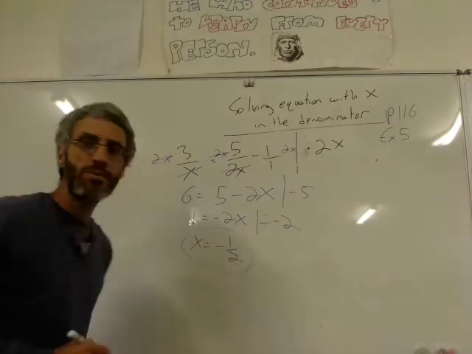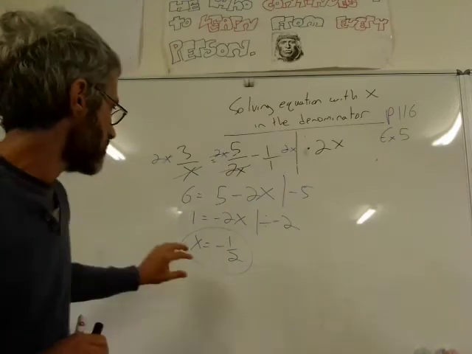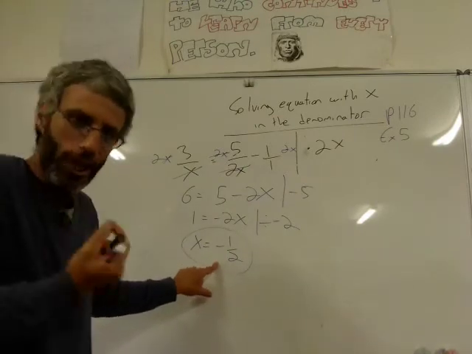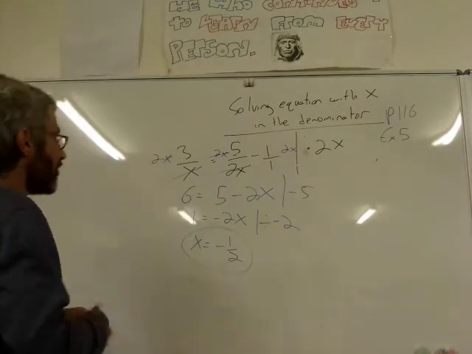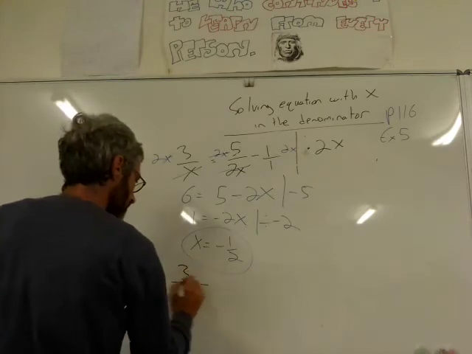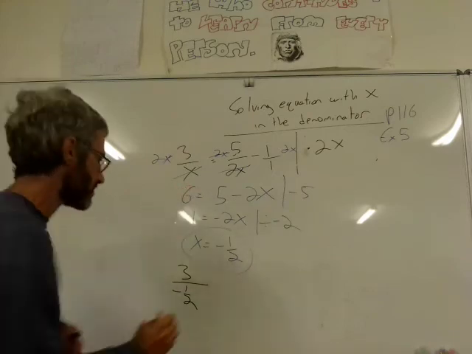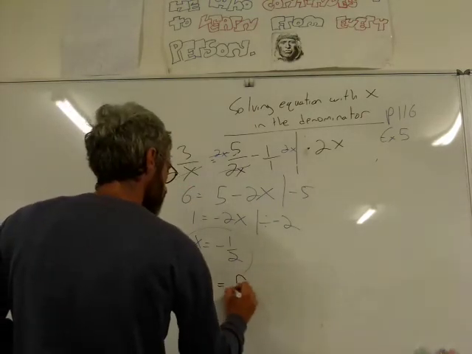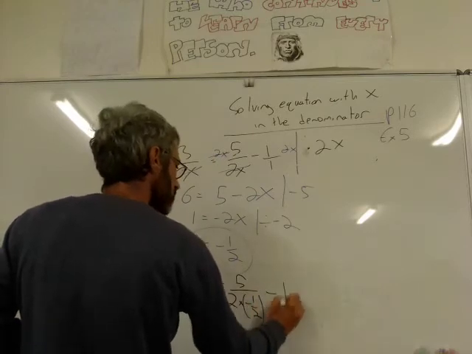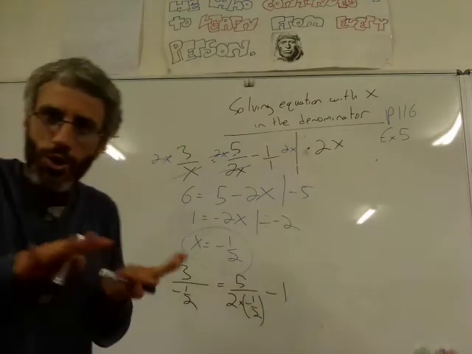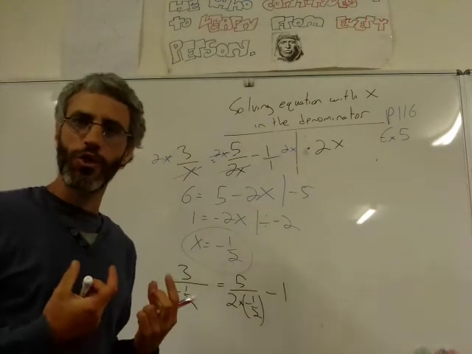Okay, that seems to be a solution. Now I've got to ask myself, what's the extra bit? I need to say, is it legit? Can I actually put minus half in here? So I don't need to solve the whole thing, but I'm just going to write down 3 divided by minus half. I'm just substituting minus half instead of everywhere it says x. Equal 5 divided by 2 times minus half, minus 1. Now, I don't need to actually follow this through, but I just want to see that I haven't done anything here which is undefined.